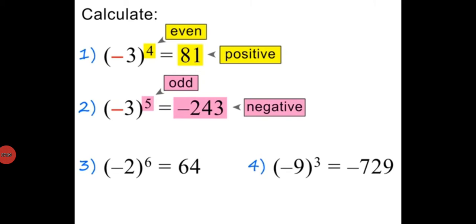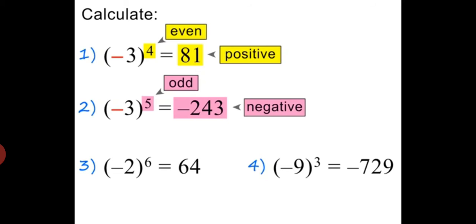Now see example 1. It says minus 3 whole to the power 4. Here minus 3 is a negative number which is within the bracket, and the power is even. If the power is even, then the result will be positive.